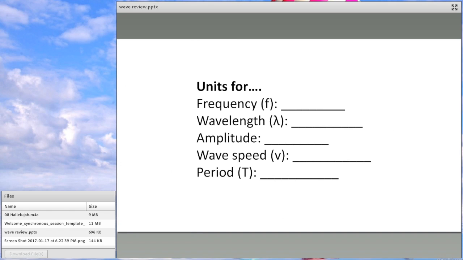Okay, so you've got your formulas, right? You've got a formula: frequency is equal to 1 over big T, and then you have your wave speed is equal to your wavelength over your frequency.